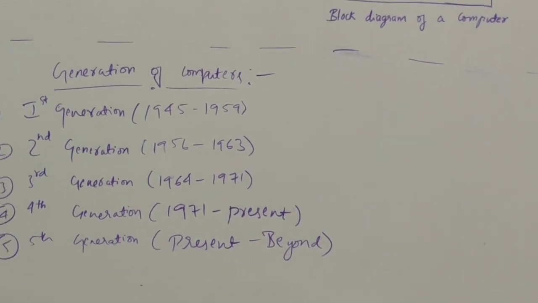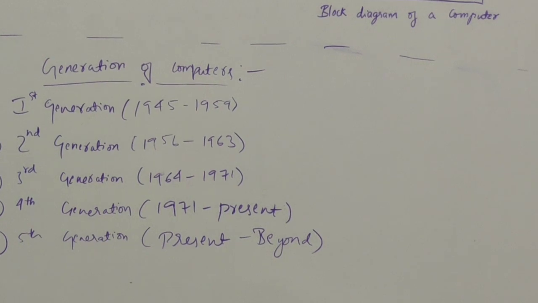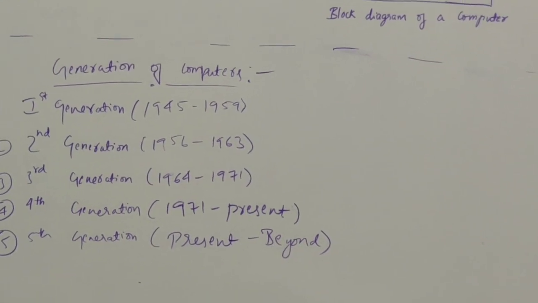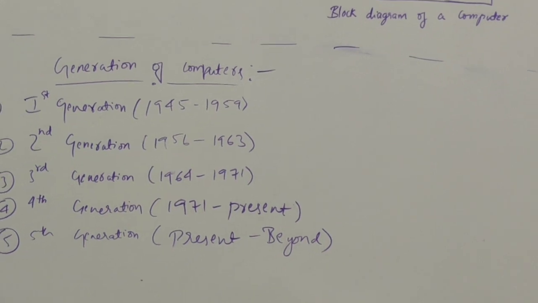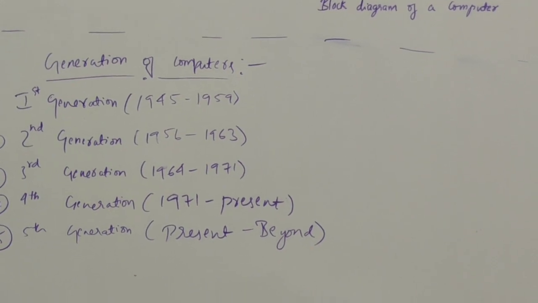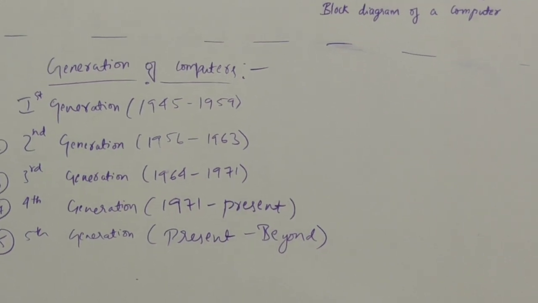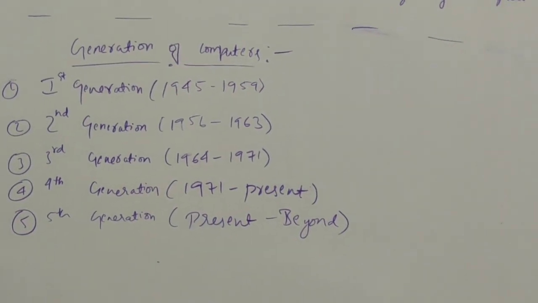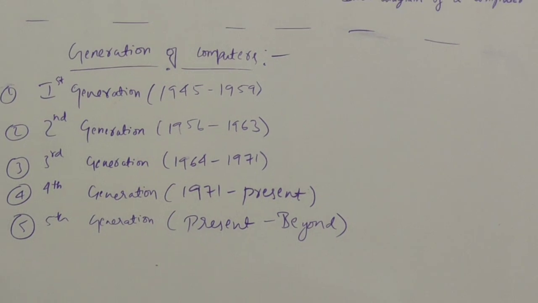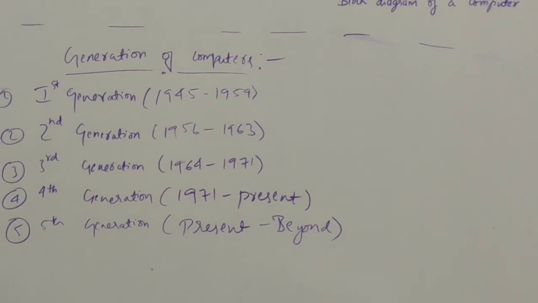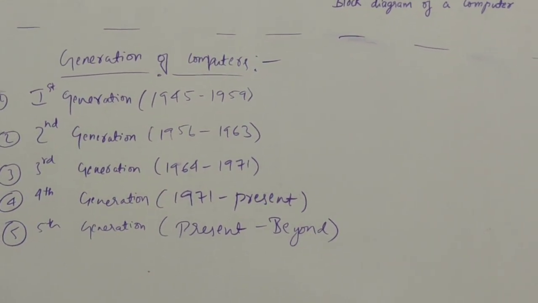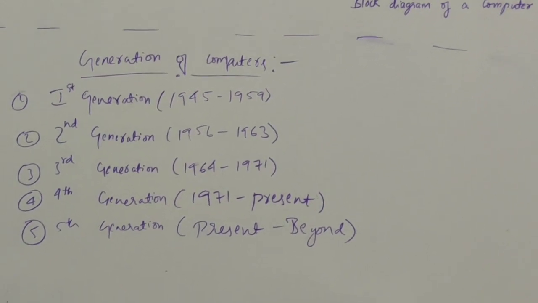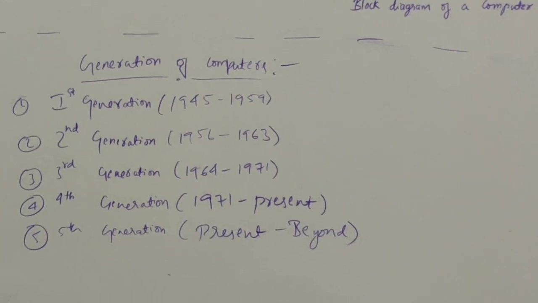The features of the first generation: vacuum tubes are used for internal operations, magnetic drums are used for memory, punch cards are used for input and output, and low level languages were used for programming. Here processing was very slow and very expensive. The system was huge and non-portable. The important computers of this generation are ENIAC, UNIVAC and EDVAC, etc.